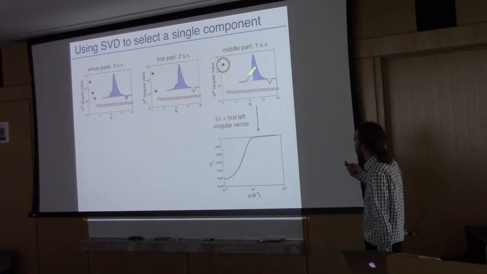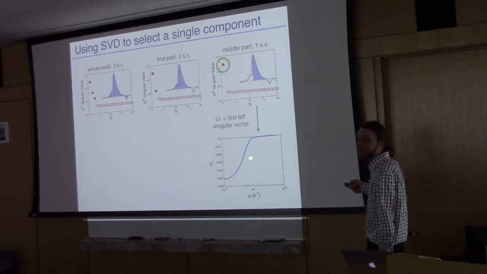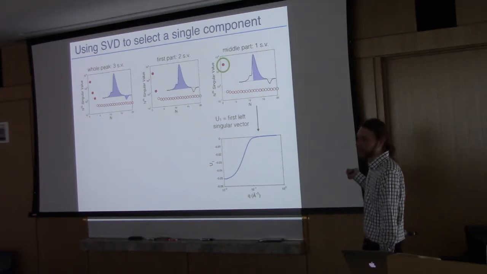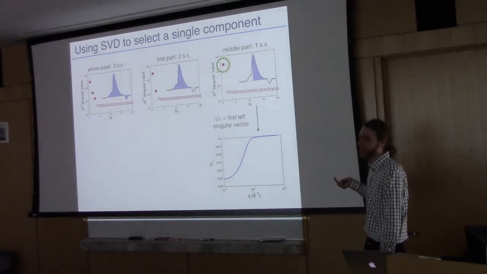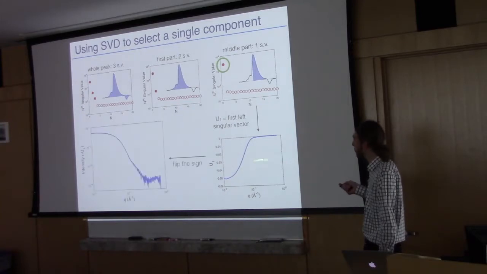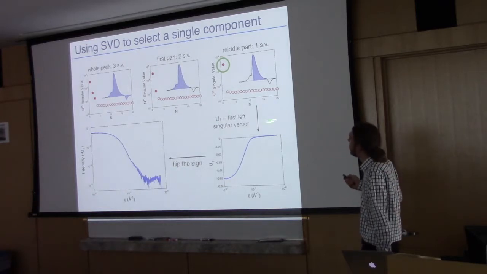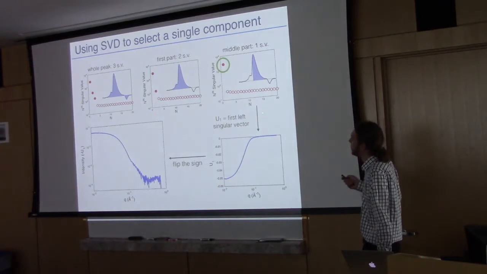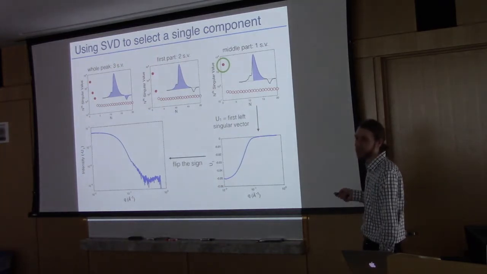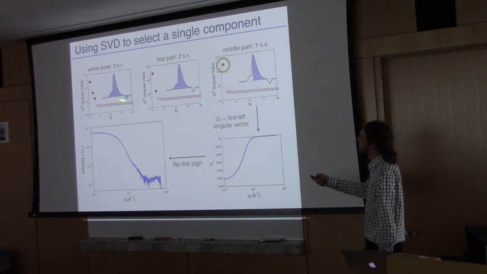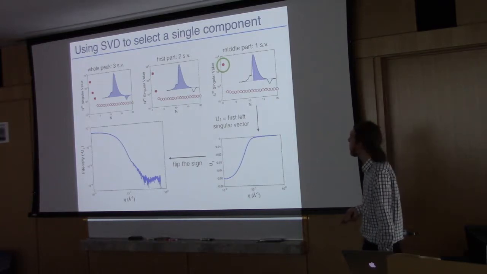The average is done automatically by SVD. It's just U1, the first left singular vector. Now, this doesn't look like a scattering profile, right? It's upside down, because SVD doesn't know that scattering profiles are always positive. There's a sign ambiguity. So we can multiply by -1, and there's our SAXS profile. SVD is actually one of the features in RAW, so you can do this exact thing where you set a window of the data and calculate SVD.